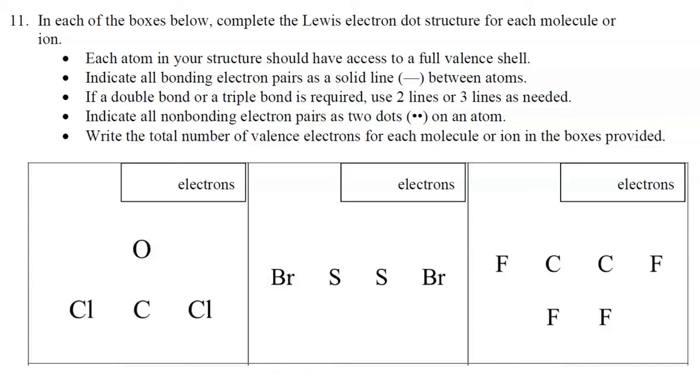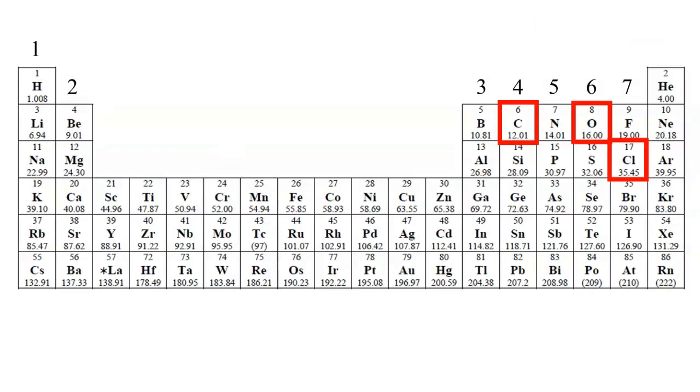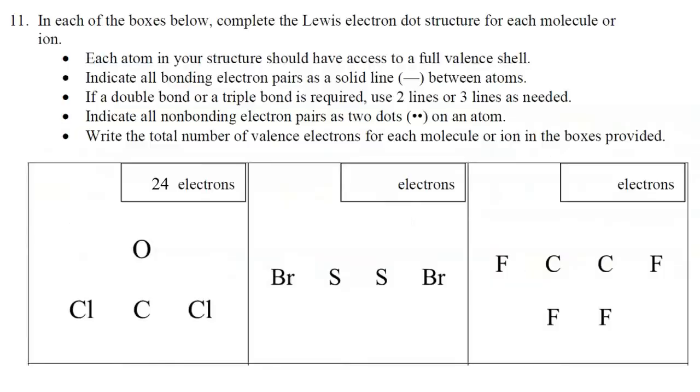I know I have 1 carbon, 2 chlorines, and 1 oxygen. So it's going to be 4 for carbon, plus 6 for the oxygen, that would be 10, and then 2 chlorines, that would be 7 plus 7 is 14. So 10 plus 14 is 24. Let's go ahead and connect them. So I've now used up 6 electrons in drawing those 3 covalent bonds.